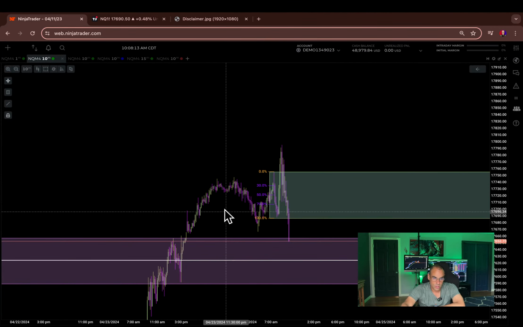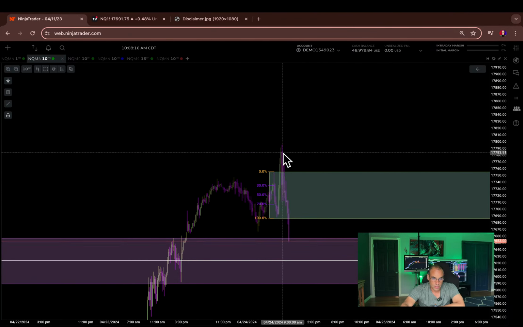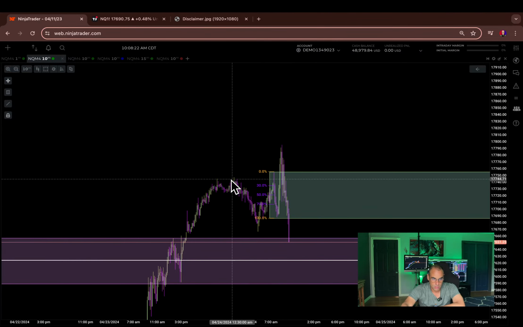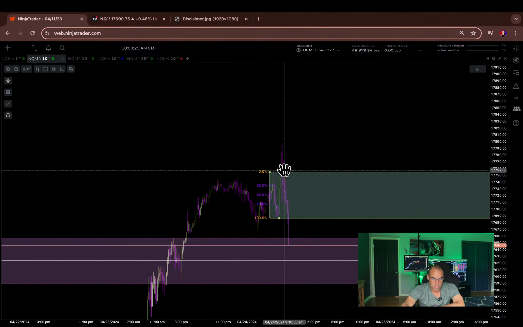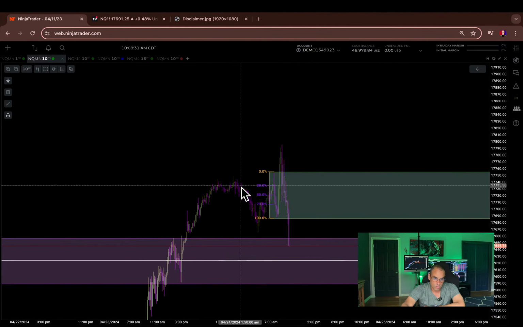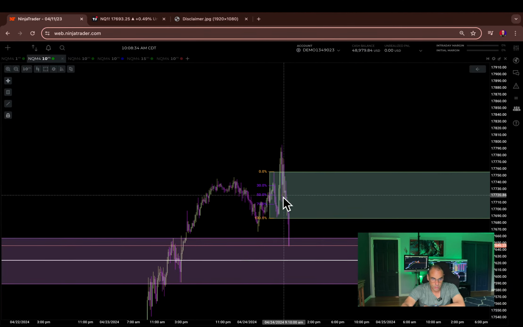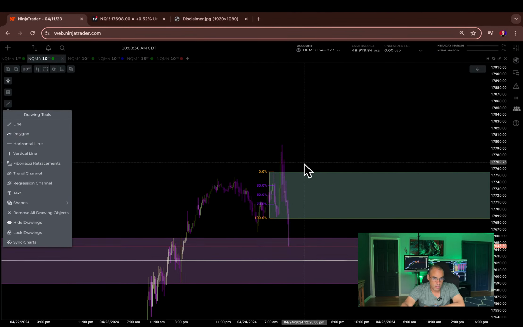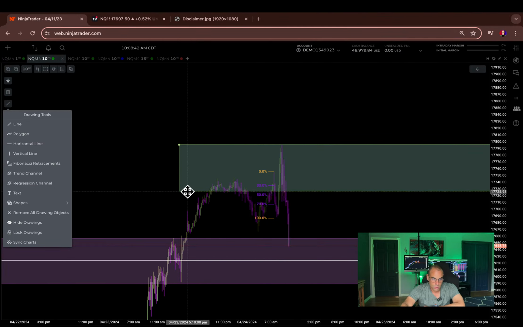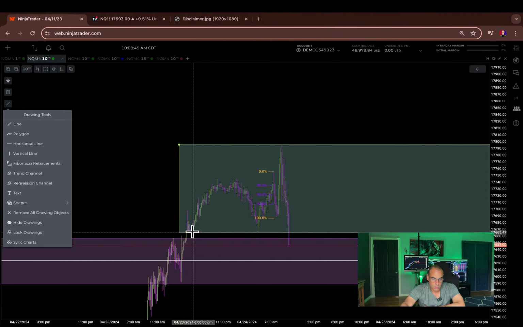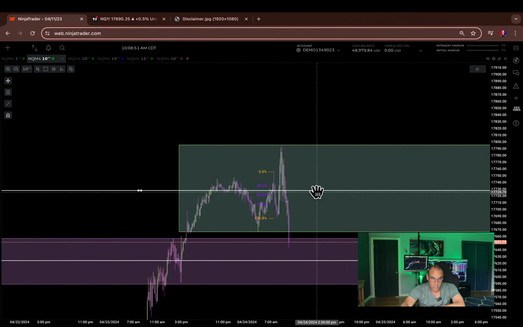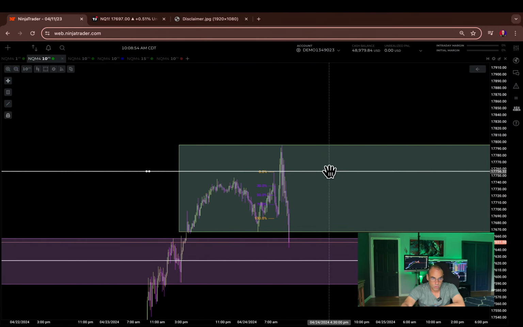Yeah, I should have known better. This looked like the expansion up, but it really wasn't. It was just part of the same consolidation here. Now on the bearish side, we have this. So if the price taps here, it could go lower, even more.